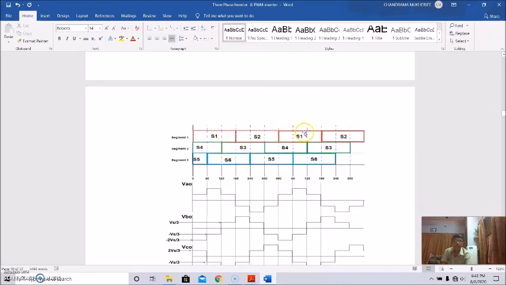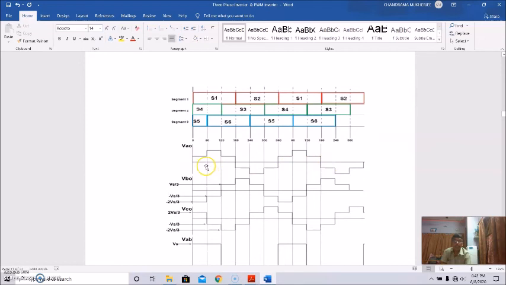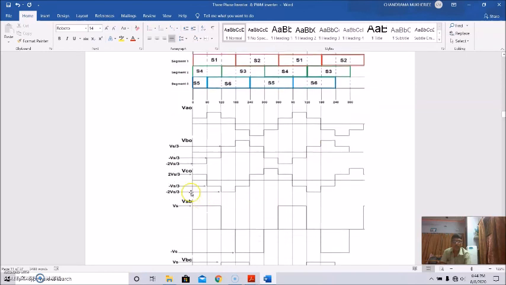This is for segment 1, this is for segment 2, and this is for segment 3. And this is actually the operational sequence. So this will be like the voltage waveform. This is VAO, this is VBO. As I told you, Vs by 3, minus Vs by 3 and 2 Vs by 3. So this will be like the form, and this is VCO.